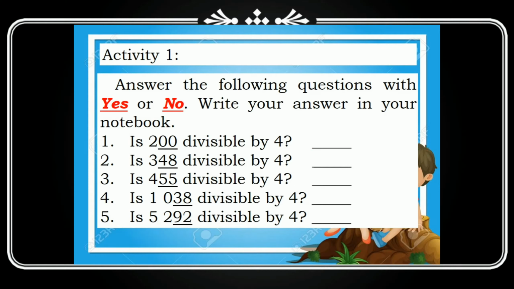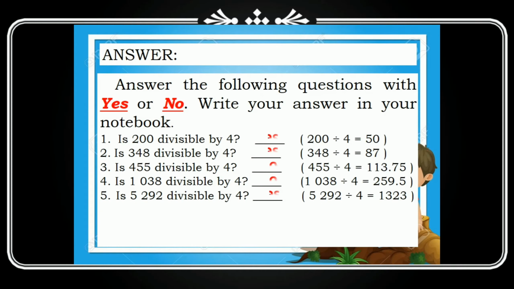And now, let us check your answers. For number 1, is 200 divisible by 4? 200 divided by 4 is equals to 50. So the correct answer is yes. Number 2, is 348 divisible by 4? 348 divided by 4 is equals to 87. The correct answer is yes. Number 3, is 455 divisible by 4? 455 divided by 4 is equals to 103.75. So 455 is not divisible by 4. The correct answer is no. Number 4, is 1038 divisible by 4?